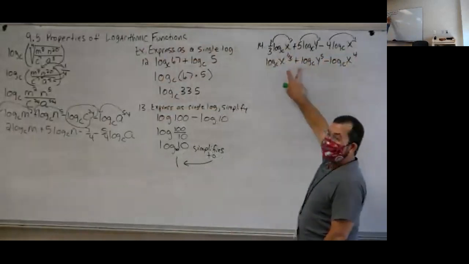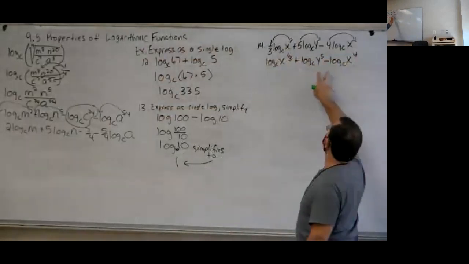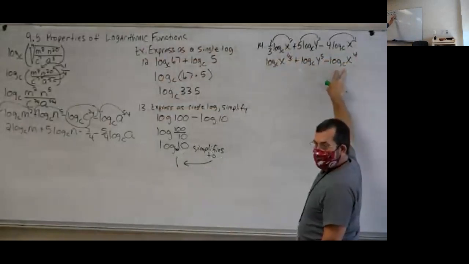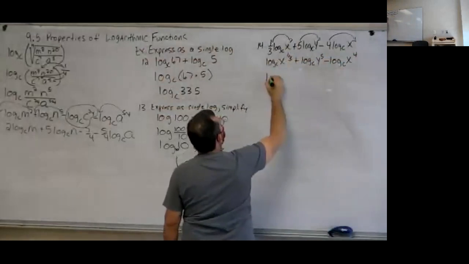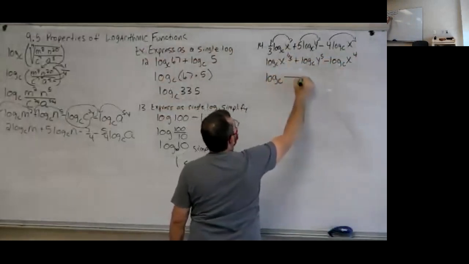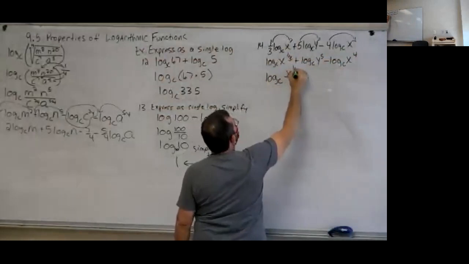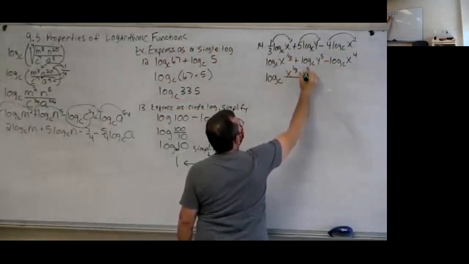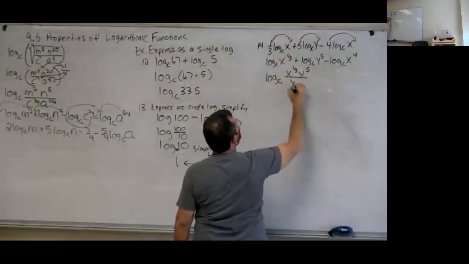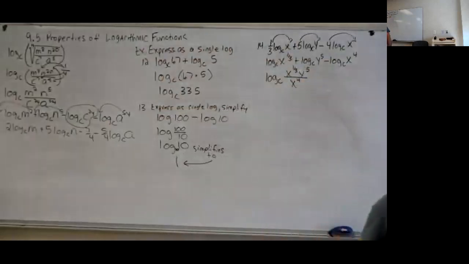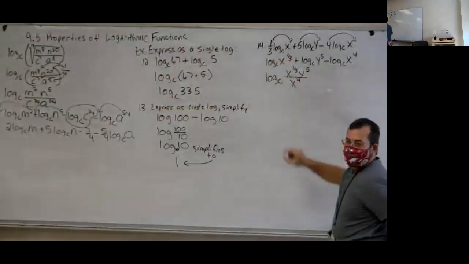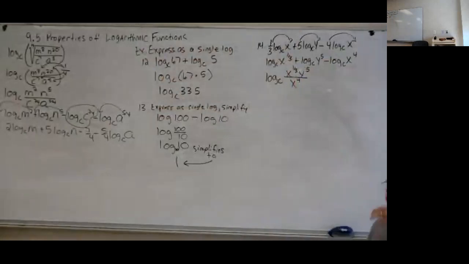Now, if they're positive, they're going to be on top of your fraction. If they're negative, they're going to be on the bottom. So let's pull the log C out. On top of my fraction is an X to the 1/3 and a Y to the 5th. The bottom is the X to the 4th. So we're almost done, but y'all, one thing I cannot have in fractions is X's over X's. Anytime you got X's on top and X's on bottom, they will simplify.